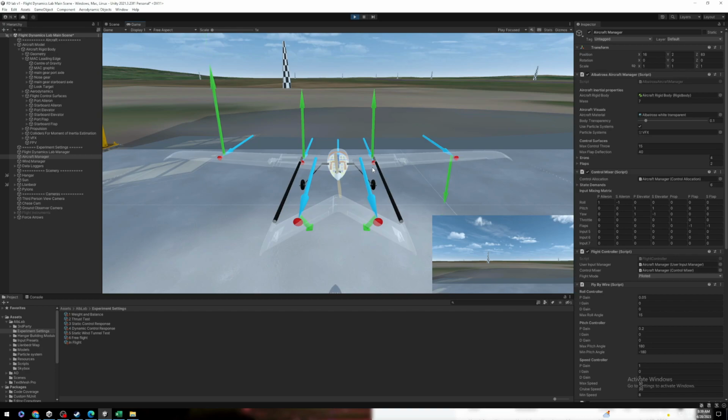Following that, a static control response test was performed. During this process, it's important to fix any controls that aren't functioning correctly. Once these issues are addressed, the test confirms that the appropriate inputs from the pilot results in the correct corresponding outputs from the control surfaces.